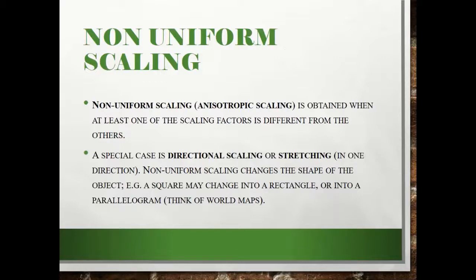An, the prefix meaning not, iso meaning same, and tropic representing the transport of the representation. So not the same, unlike isotropic, which is the same. This is obtained when at least one of the scaling factors is different from the other. The most common place where you'll see this is when we start looking at maps. Okay, this is a special case of non-uniform scaling known as directional scaling or stretching. We're doing this in one direction to make the representation more visible.